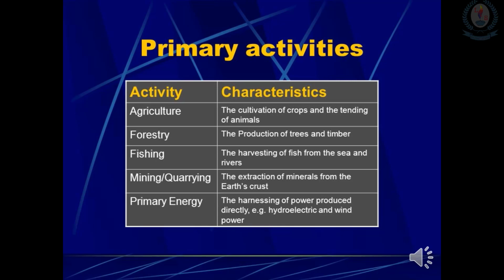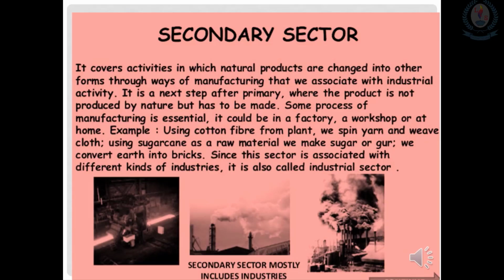Mining and quarrying, the extraction of minerals from the earth's crust. What is primary energy? It is harnessing of power produced directly. Example, hydroelectric and wind power. Children, you all can see the differences between the primary sector and the secondary sector. The primary sector is more to do with nature. Raw materials are extracted from nature.